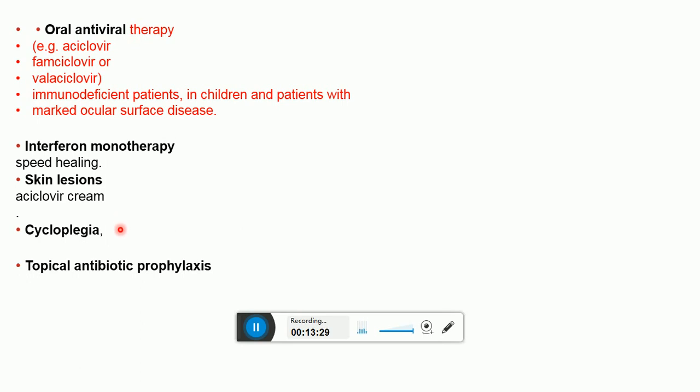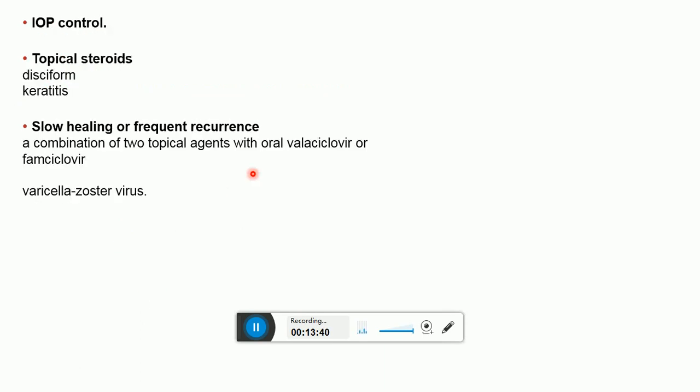Cycloplegia with homatropine 1% once or twice daily can be given to improve comfort. Topical antibiotic prophylaxis is recommended by some practitioners. IOP control: if glaucoma treatment is necessary, prostaglandin derivatives should probably be avoided. They may promote herpes virus activity and inflammation generally. Topical steroids are not used unless significant disciform keratitis is also present, which we will discuss.